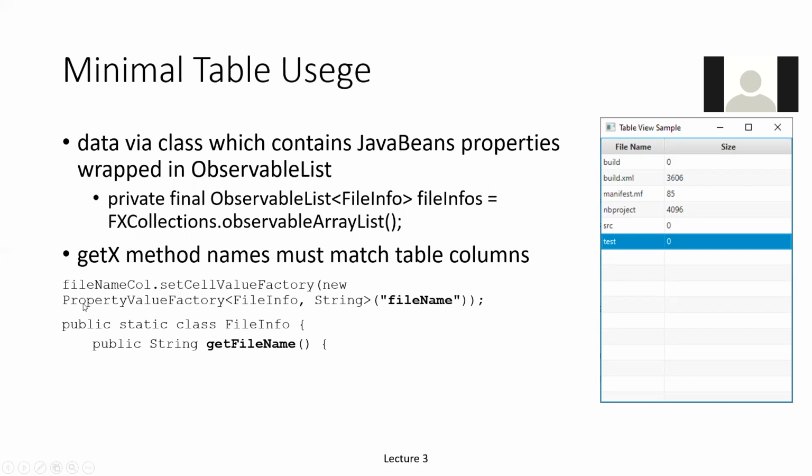So for example, here property value factory. Using this, you give here the name of the property, and then in this case, this file info class, whatever you call your own, must have a similar matching get file name. So here is file name, so here must be get file name. Get appended in front of it and the first letter capitalized.